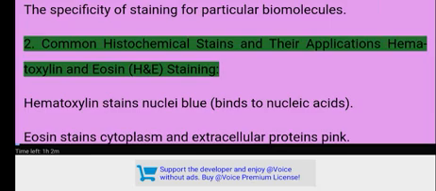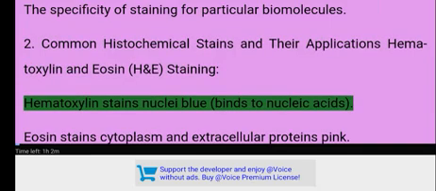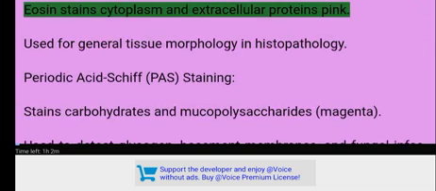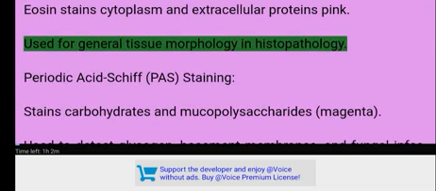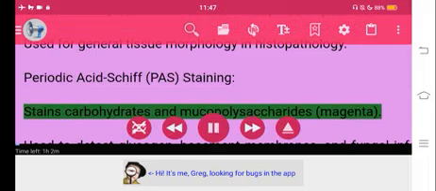Hematoxylin and eosin, H&E staining. Hematoxylin stains nuclei blue, binds to nucleic acids. Eosin stains cytoplasm and extracellular proteins pink. Used for general tissue morphology and histopathology. Periodic acid-Schiff staining.